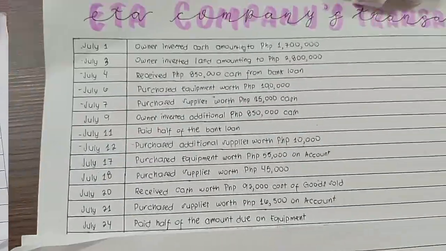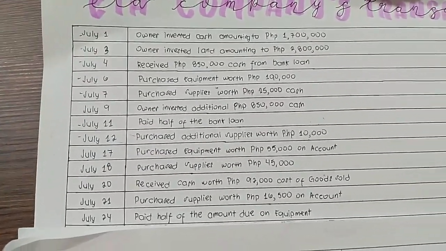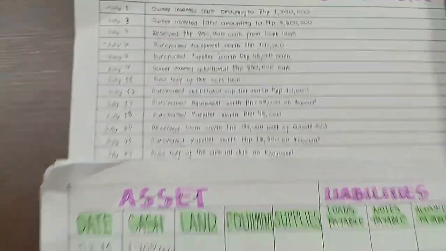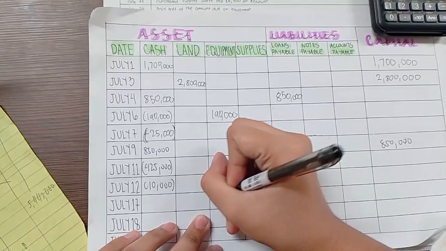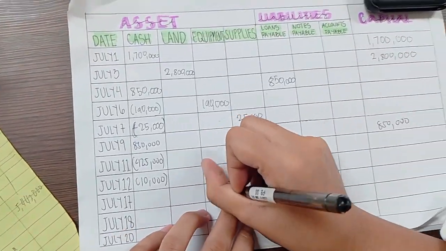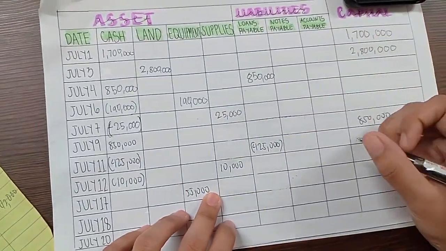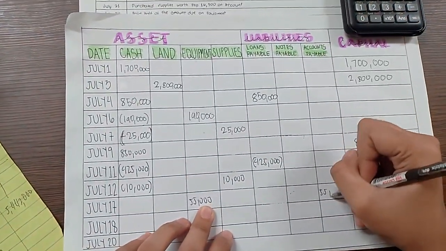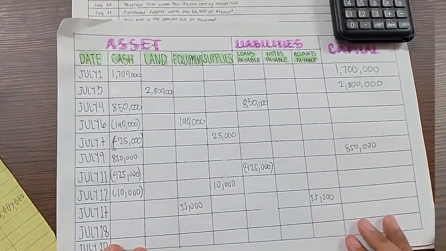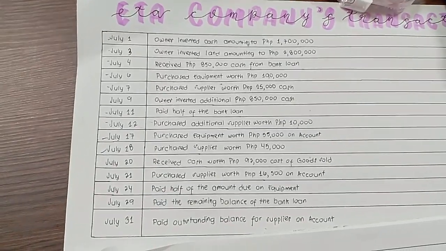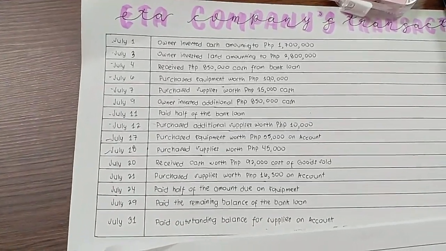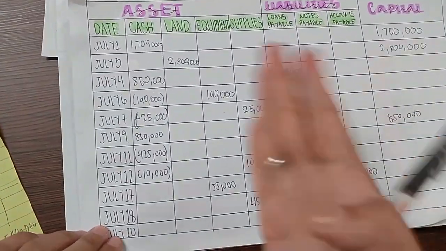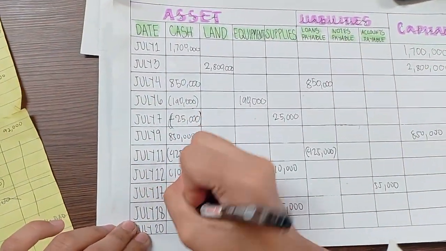In July 17, it states that the owner purchased equipment worth 55,000 on account. So we put that 55,000 in the equipment. And since the purchase was on account, we also put 55,000 in the accounts payable, which is under liabilities. In July 18, the owner again purchased supplies worth 45,000. So we put 45,000 in the supplies and in the cash, and the cash becomes negative since it was purchased.